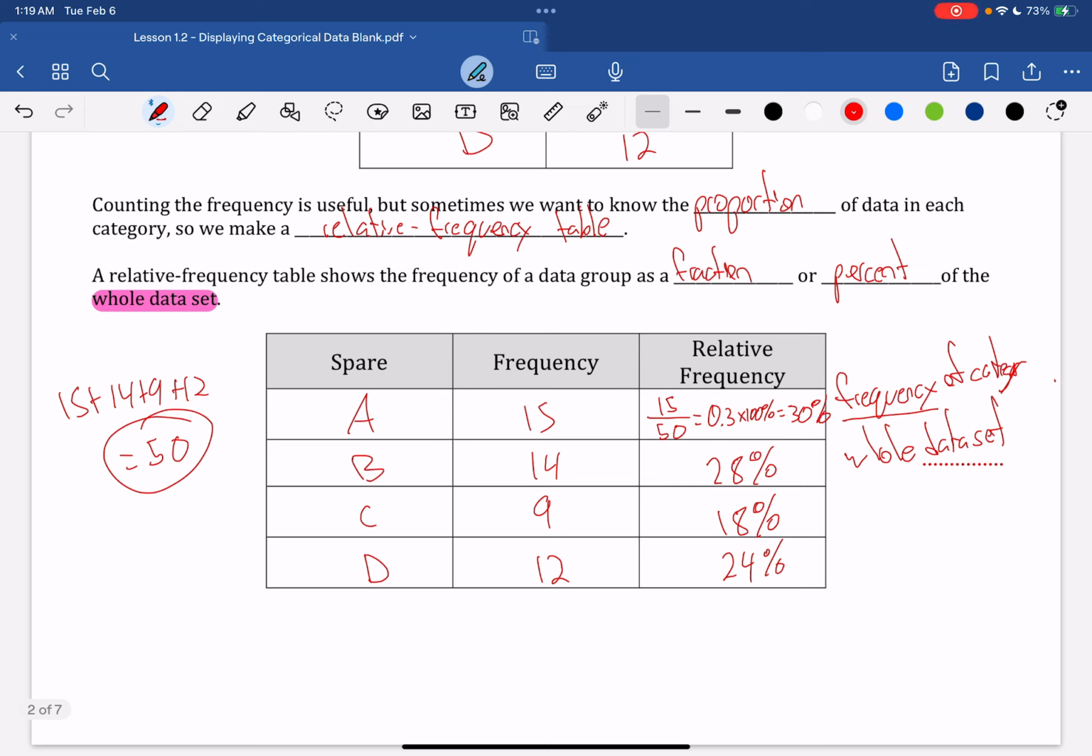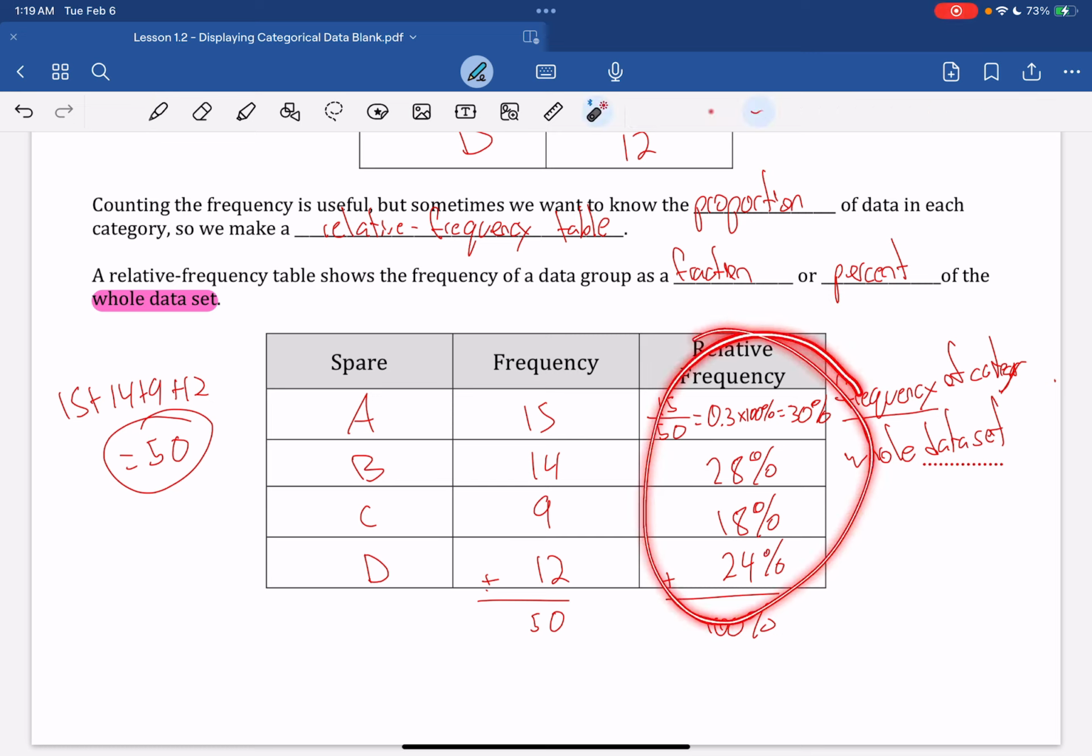Things that we want to keep in mind, we already know the frequencies add up to give me 50. When I sum the percentages, if I add all these together, I need to get 100% because that takes care of all the students in the entire data set. And we can see right away that we are much more comfortable talking about proportions of data and analyzing that distribution than we are just seeing the numbers. Like, I know these are close together, but the idea of 30% and 28% being close together makes a lot more sense for me to analyze.